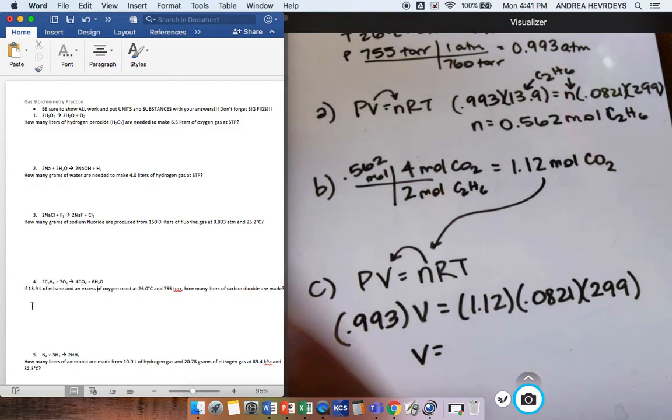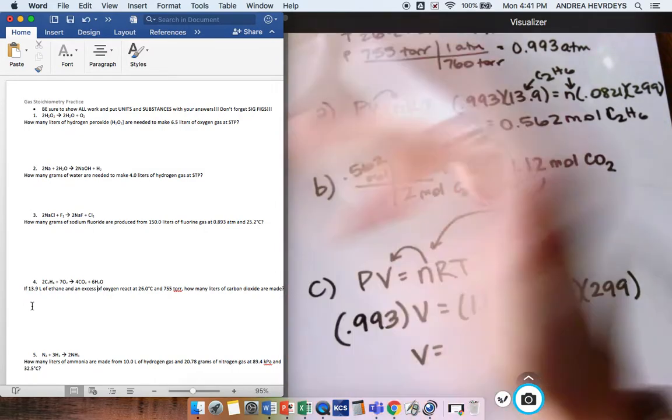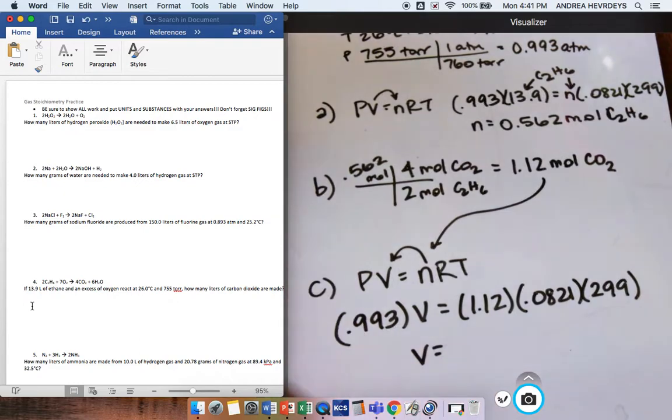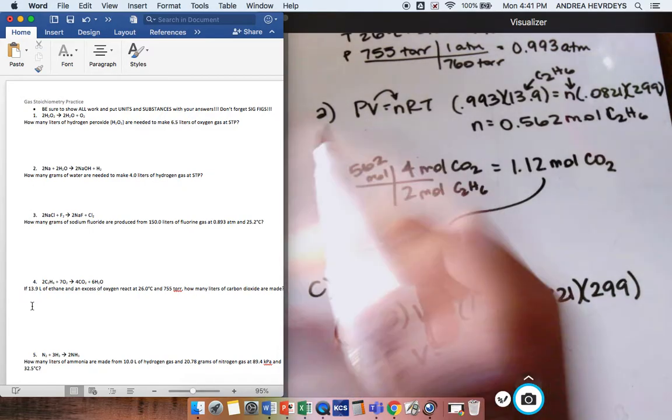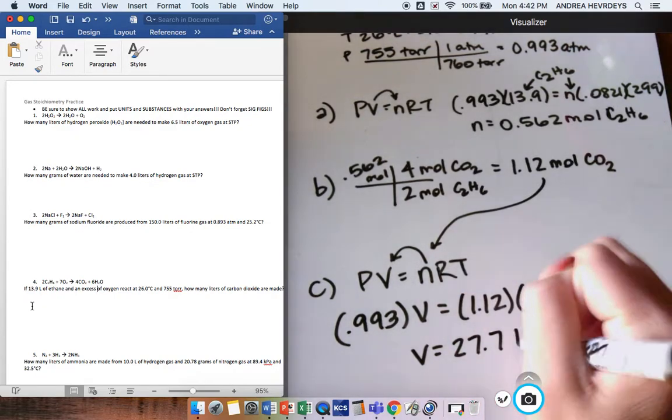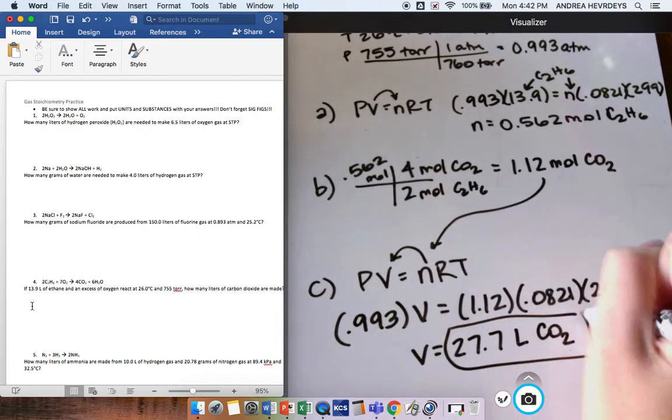And so volume is going to equal... I feel like I typed that in wrong. I'm going to try that one more time. I think I typed in 0.933. 1.12 times 0.0821 times 299 divided by 0.993. There we go. So 27.7 would then be my liters of carbon dioxide for number 4. Okay.